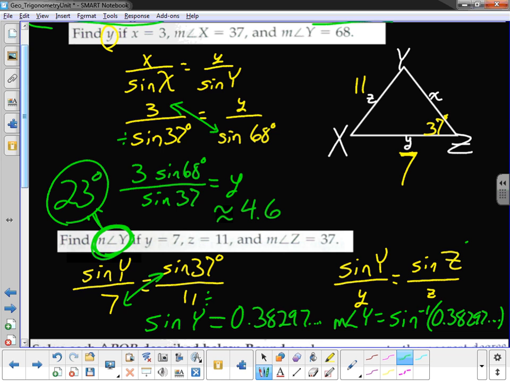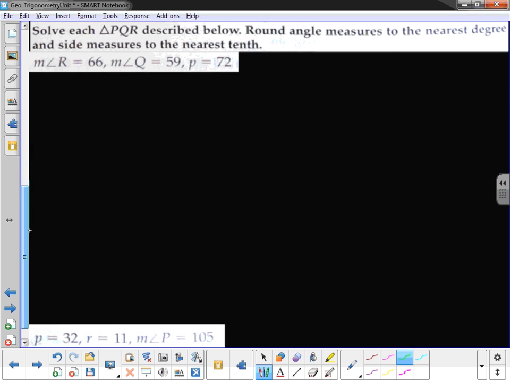Now, the other part is they want us to be able to solve triangle PQR.